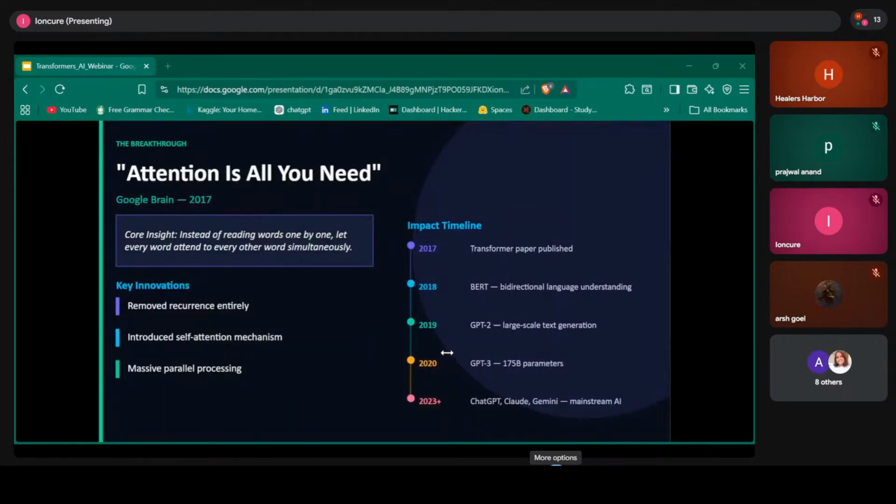In 2017, a team of researchers at Google published a paper with the title "Attention is All You Need." This paper changed everything. Their core idea was radical in its simplicity. Instead of processing words one by one, what if every word looked at every other word simultaneously? They called this mechanism self-attention, and it removed the need for recurrence entirely, which means training could be massively parallelized. You could throw thousands of GPUs at the problem, and this directly gave birth to models like BERT, GPT, and every large language model you know today.